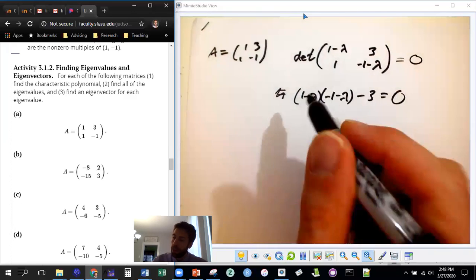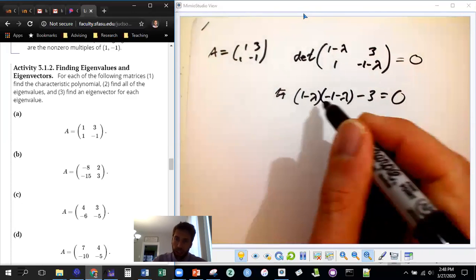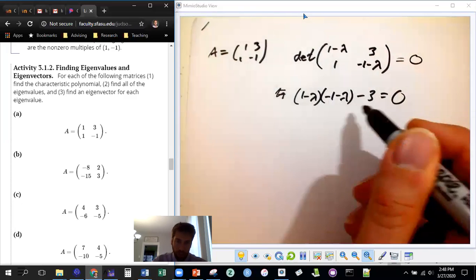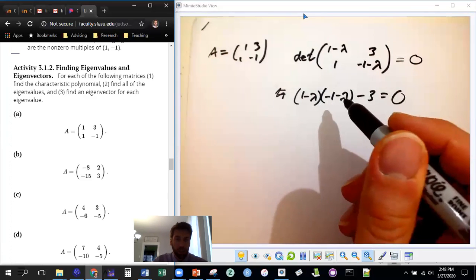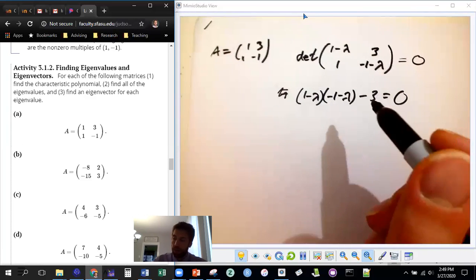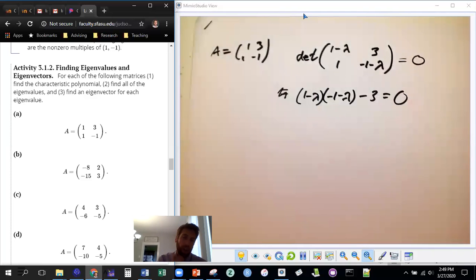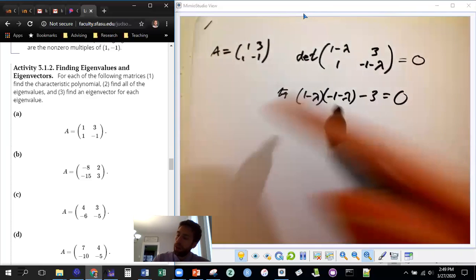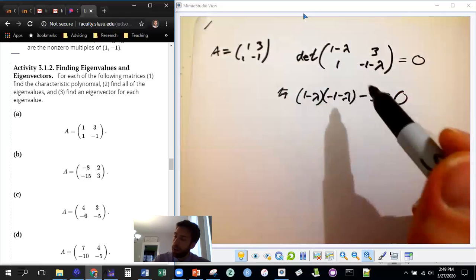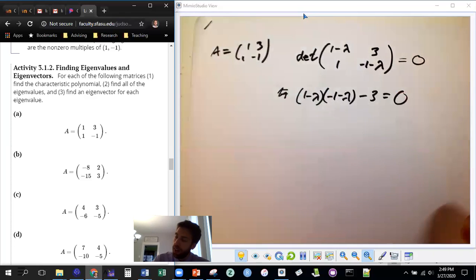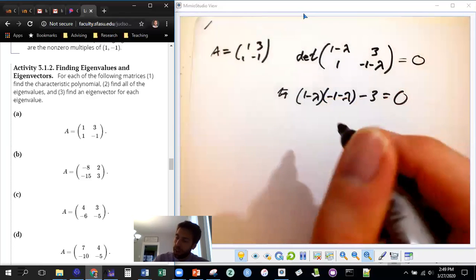By the way, this right here is called the characteristic polynomial of the matrix. They make sure to define that in this section. There are a lot of things that go behind that name and what it's all about, but all you need to know is how to find this determinant, so how to find these eigenvalues. So here we've got that, and then we have to do some foiling.